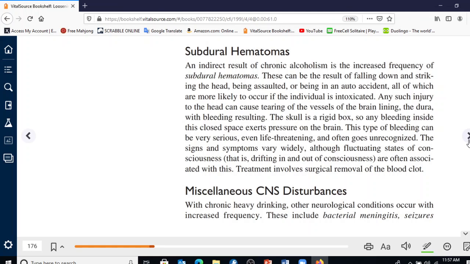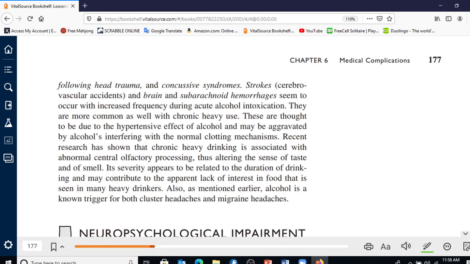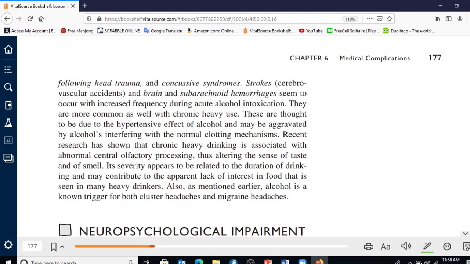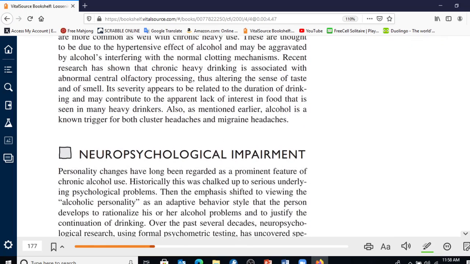You have miscellaneous CNS disturbances that are associated with alcohol and other drug use. Bacterial meningitis, seizures following head trauma. And remember, drinking is a head trauma. You can drink yourself into epilepsy. Concussive syndrome, strokes, subarachnoid hemorrhages. All of these are possible outcomes of heavy drinking, and alcohol is a risk factor in the development of all of these.